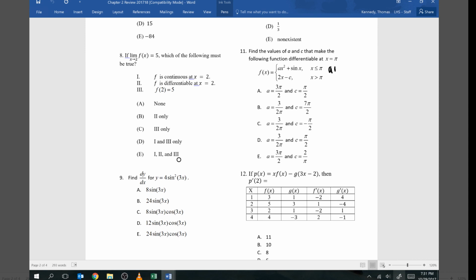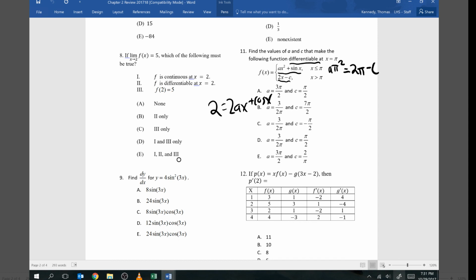So I get a pi squared plus sine of pi, no, just equals. Sine of pi is 0, so I don't even need to write that part. If I plug pi in here, I get 2 pi minus c. Well, crud, one equation, two unknowns. And so most of the time on the quiz, the smart thing to do is to say, now I've got to set the derivatives equal because it's differentiable. So I set the derivatives equal. 2 is the derivative of the bottom one, and 2ax, the derivative of x squared is 2x, and the a just comes along for the ride, plus cosine of x.